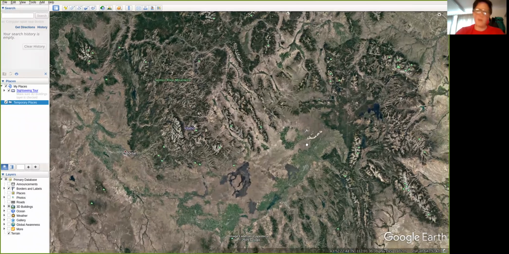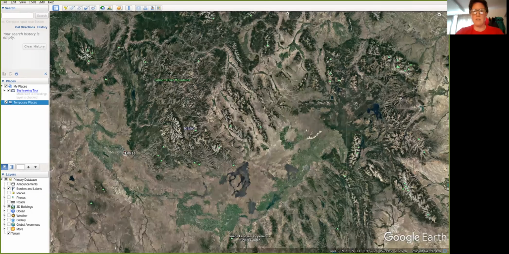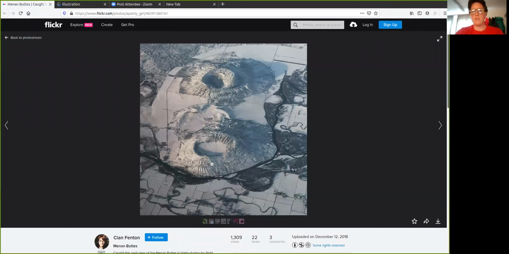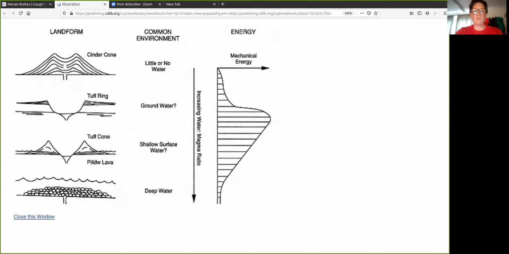And so I want to talk about a couple of different types of volcanic features. We're going to talk first about a place called Menan Buttes. And so Menan Buttes are these two fun-looking volcanic structures. And we're going to talk about what they are, as well as a couple of other things. So what we're looking at for Menan Buttes, those are two things called tuff cones. And so that just occurs when you have magma plus water, really explosive. We're also going to be talking about cinder cones today. So when I use those two words, this image is just what I'm going to be talking about.